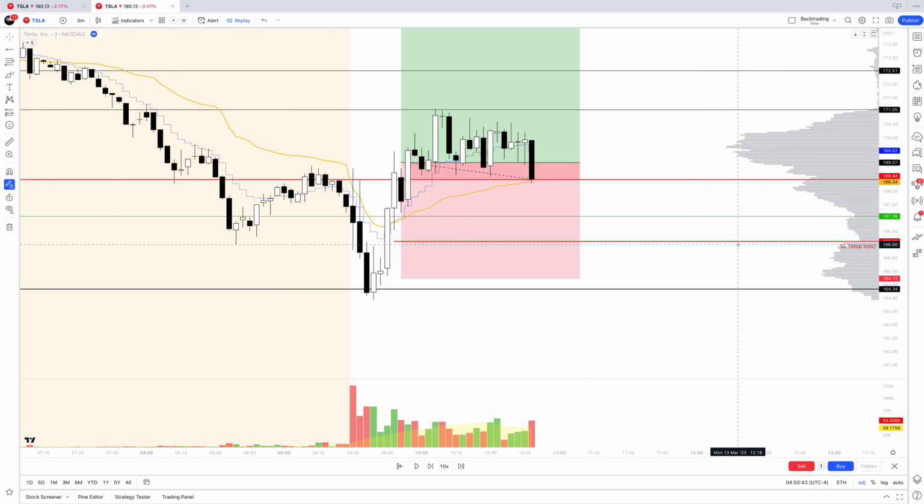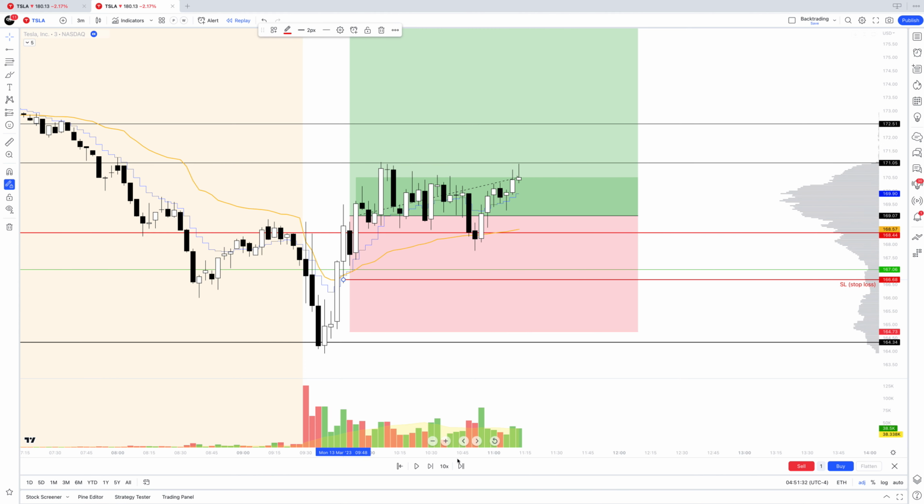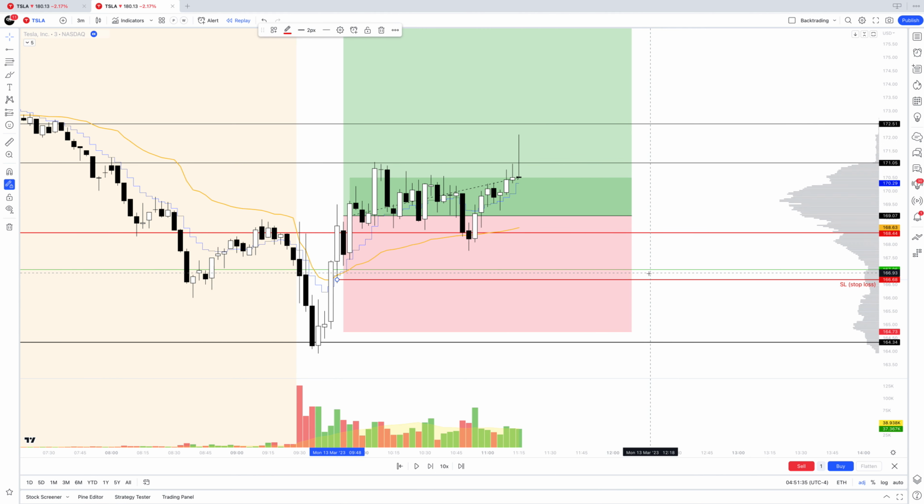Okay, so now, in this case, as we've just broke high day, I would now move my stop loss somewhere which is just above my average. So I'll put it here, making it basically a risk-free trade.